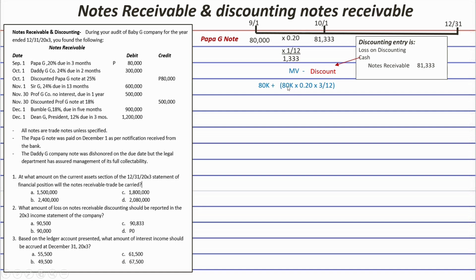If you simplify this, you will get 4,000. Okay? So the maturity value is 80,000 plus 4,000. That's 84,000. Okay? Now, how about the discount?